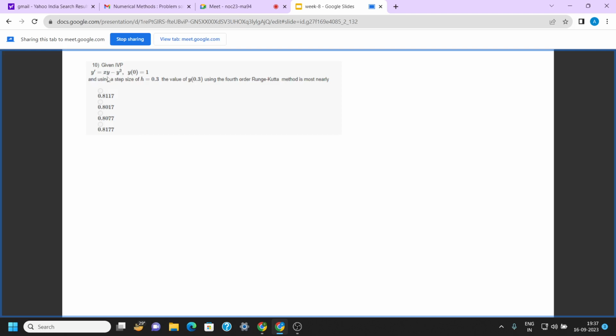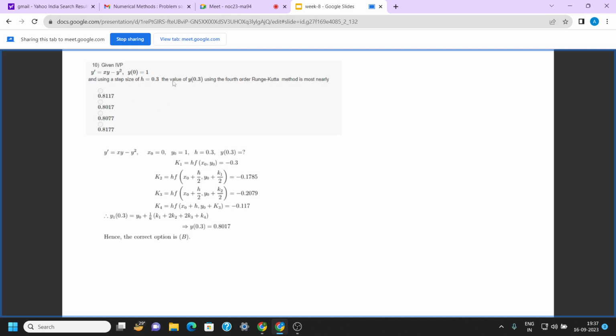Given the IVP y dash is equal to xy minus y square, y of 0 equals 1, and using a step size of h equal to 0.3, the value of y of 0.3 using the fourth order Runge-Kutta method is most nearly. So you have to use the fourth order Runge-Kutta method and estimate the value at y of 0.3. Okay.